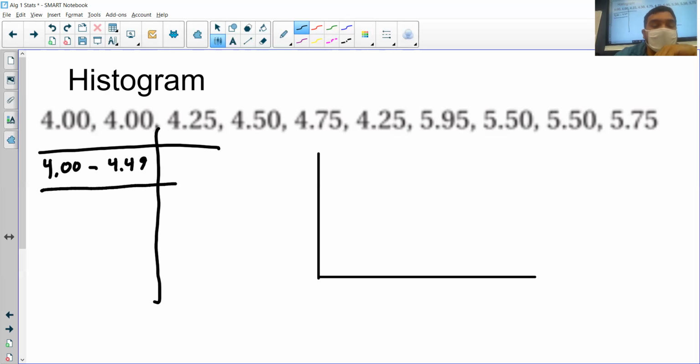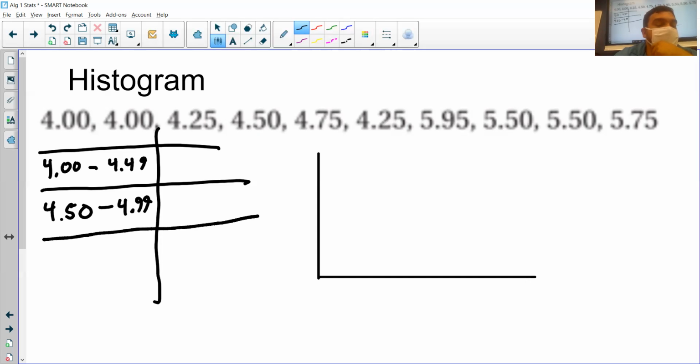All right, next one. We go 4.50. It's not going to be 4.49 because you have to go to the next penny, to 4.99. Make a table on the left like this. This next one is $5 to what? $5.49.